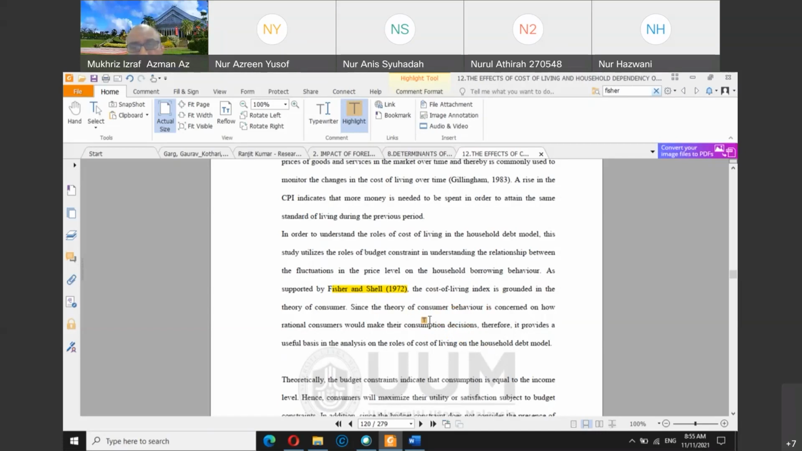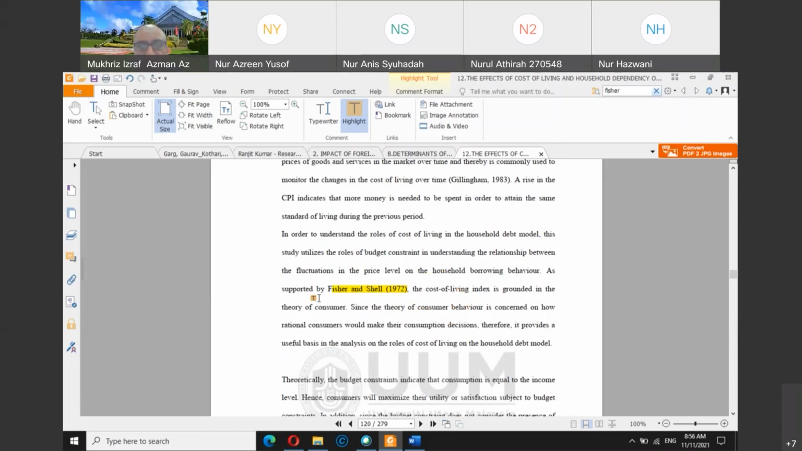Even though you are using some thesis as your reference, that thesis has been published. If you copy and paste the sentences directly from the thesis, when you submit for Turnitin, that sentence will be detected as plagiarism. So you need to rewrite the sentences. For example, if you are using Fisher and Shell from this particular thesis, you need to see how you can modify or restructure the sentence, so that when you submit to Turnitin, this sentence becomes your own sentence, no longer belonging to this particular thesis.